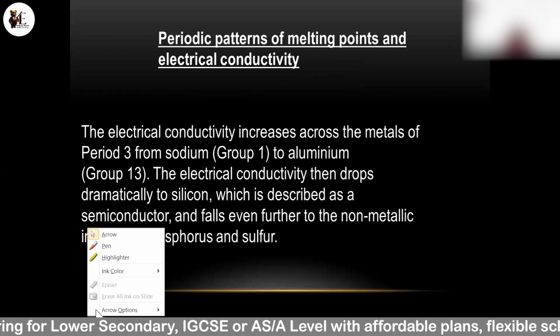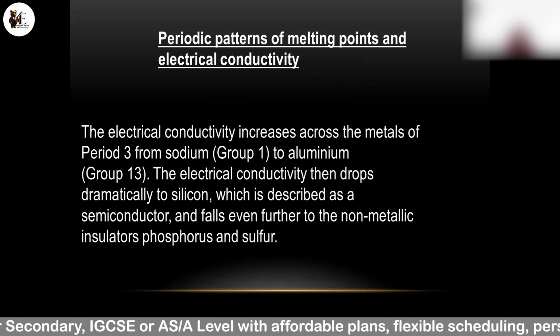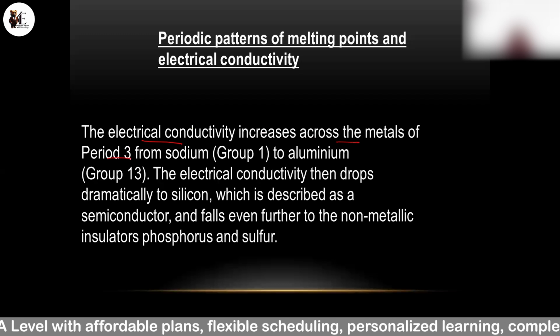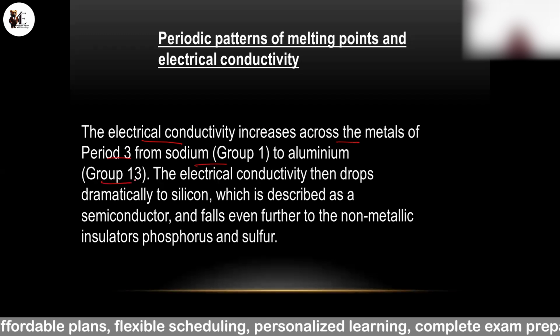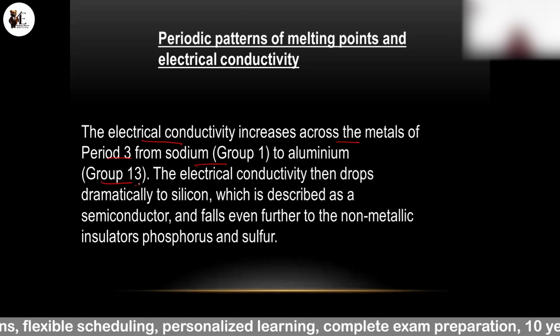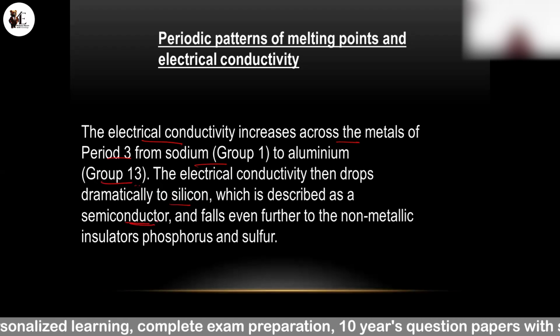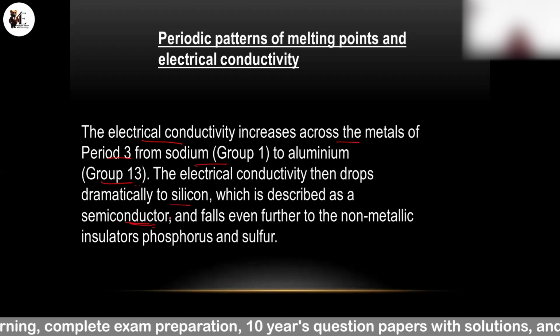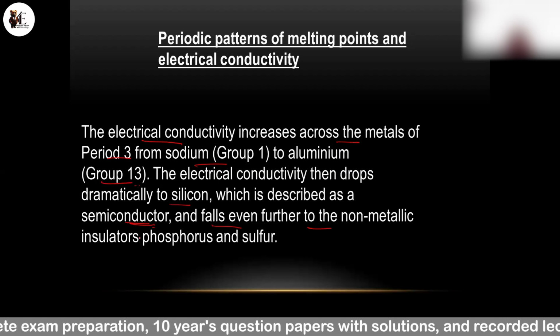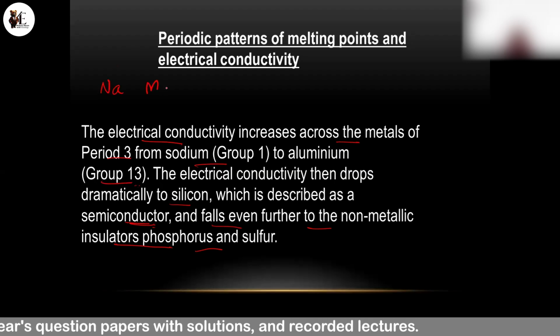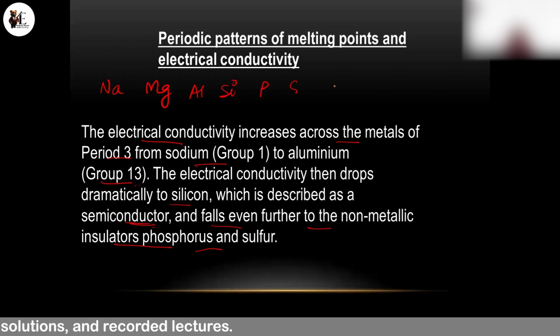Now let us look at melting point and electrical conductivity. Electrical conductivity increases across the metals of period 3 from sodium to aluminium. Sodium to aluminium are metals, and after that it drops to silicon, which is described as a semiconductor, whose electrical conductivity is average, and falls even further to the non-metallic insulators, phosphorus and sulfur. You should remember this line at least: sodium, magnesium, aluminium, silicon, phosphorus, sulfur, chlorine.